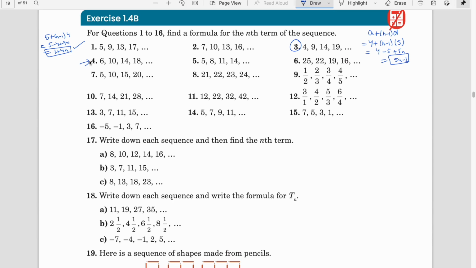Look at question number 4. So we can clearly see the differences of plus 4. 6 plus 4, 10, 10 plus 4, 14, 14 plus 4 is 18. Let's change colors to avoid mixing. So a plus n minus 1 into d. A is 6. 6 plus n minus 1 into d. So 6 plus 4n minus 4, and it simplifies to 2 plus 4n.